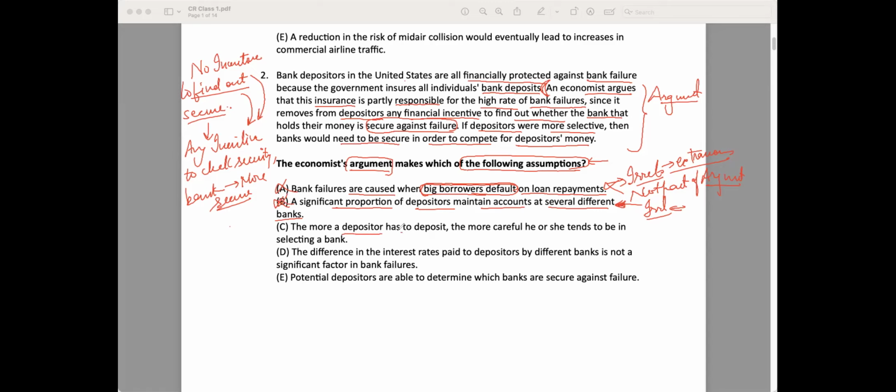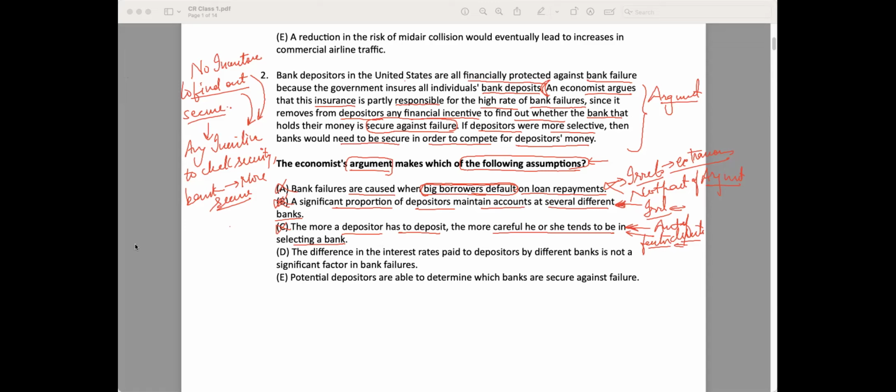The more a depositor has to deposit, the more careful he or she tends to be in selecting a bank. So this one is not about security of the bank. This one is about the amount of deposit. That's why this is also irrelevant, because this is a different factor to figure out whether the banks are secure or not. So it has to do with the amount of deposit, not any incentive to figure out, not any other incentive to figure out. Okay. So anybody who picked C option for this? Okay, no. Okay.